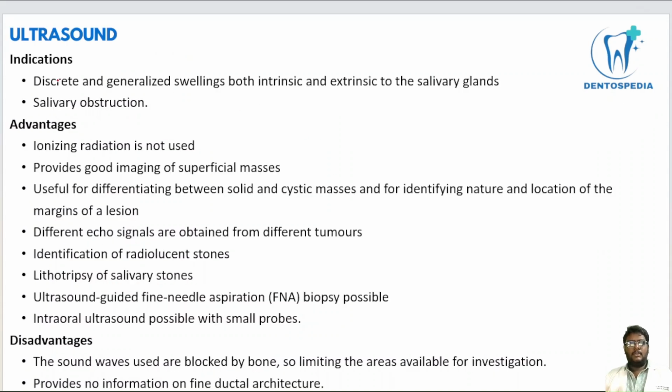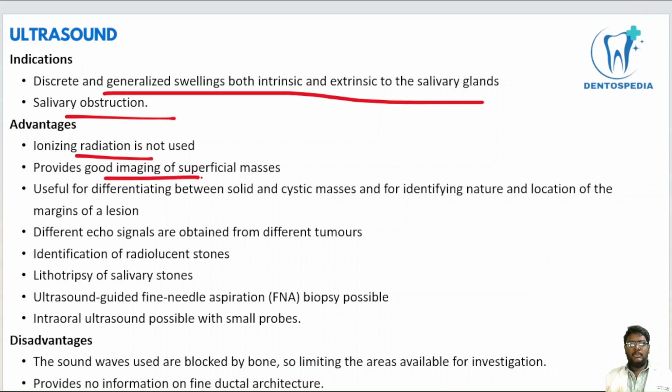Coming to ultrasound, in ultrasound we use acoustic waves, right? And what are the indications? It is mainly used for diagnosing discrete and generalized swellings of the salivary glands or any kind of obstruction in the glandular region. And what are the advantages? We are not using ionizing radiation, so we are not using X-rays. It provides good imaging for superficial masses, for example tumors, and we can easily differentiate between solid and cystic masses, and between cysts and tumors.